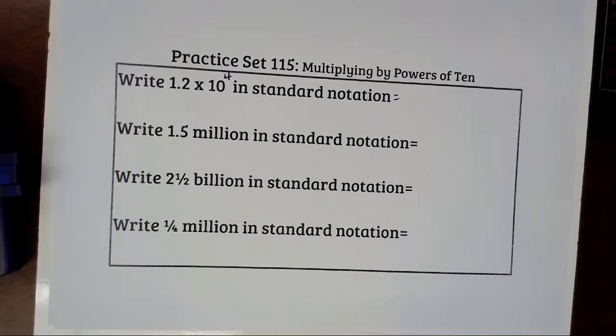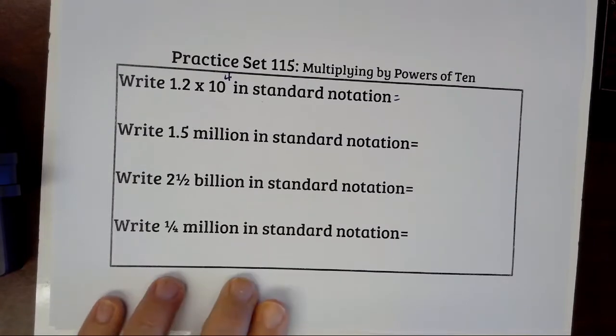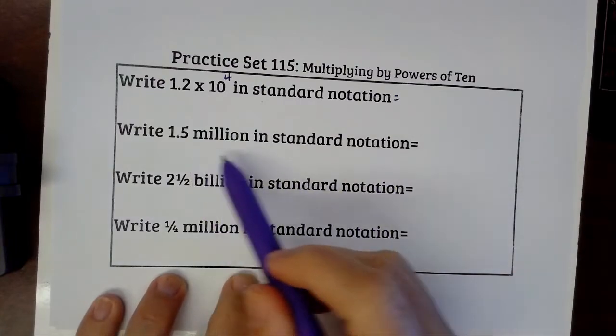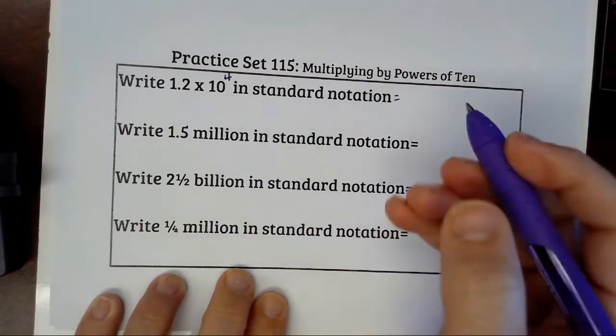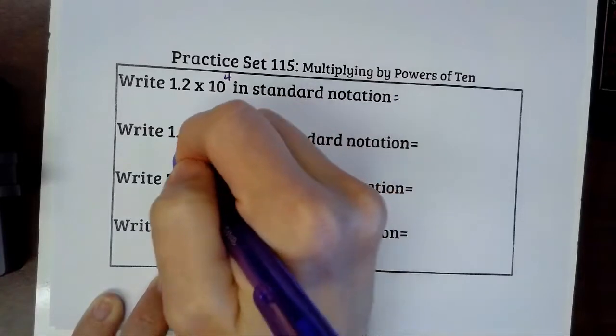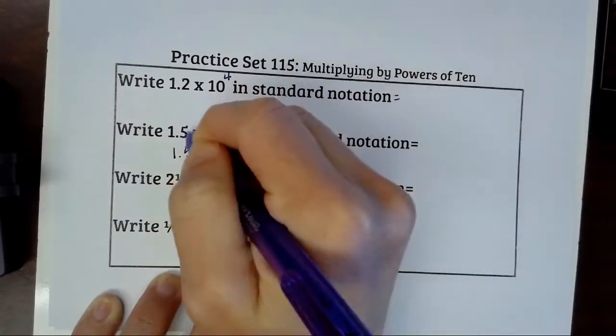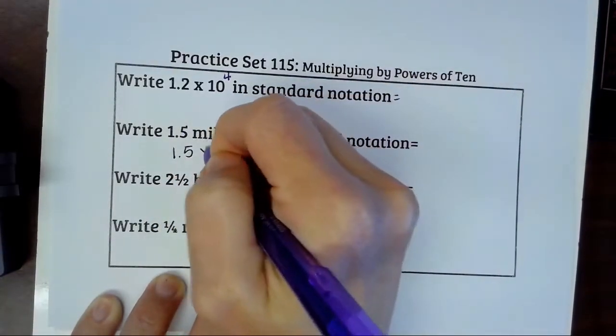Let's do one more of these, like 1/2 a million. So if we were going to do 1.5, that's the same as saying 1.5 times 1 million.